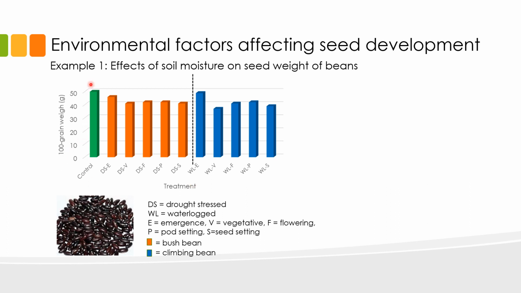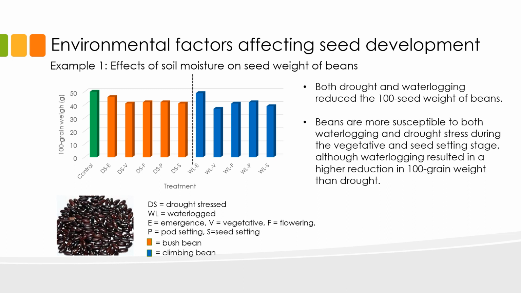The green bar indicates the average 100 grain weight of bush and climbing beans that were not subjected to any treatments. So what information regarding the effects of soil moisture on the seed weight of beans can we deduce from these histograms? Compared to the control, there is an overall decrease in the weight of beans subjected to either drought or waterlogging. This result indicates the susceptibility of beans to both waterlogging and drought stress. The negative effects of drought and waterlogging were higher when plants were subjected to either stress at the vegetative or the seed setting stage.